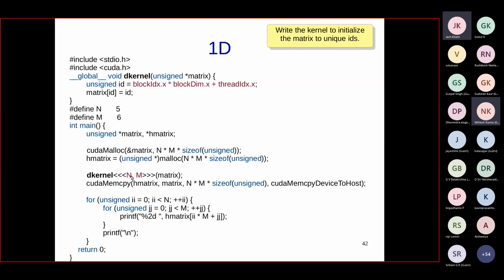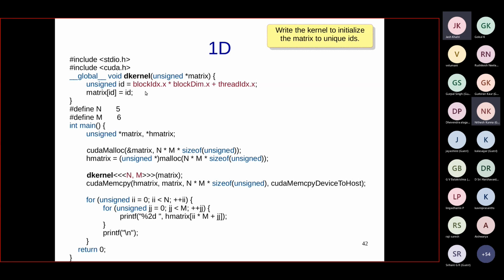There are no y and z dimensions involved here. So accessing y and z here makes no sense, because the grid has 1 dimension and the block has 1 dimension. So that is the first point that you should know.